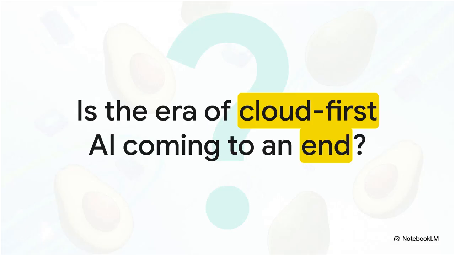And all this really brings us to one final, kind of provocative question. As these super efficient models like Avocado 9B start to become common, you have to ask: is the whole era of cloud-first AI coming to an end? Maybe the future of AI isn't in massive data centers. Maybe it's smaller, faster, and a whole lot closer to home.